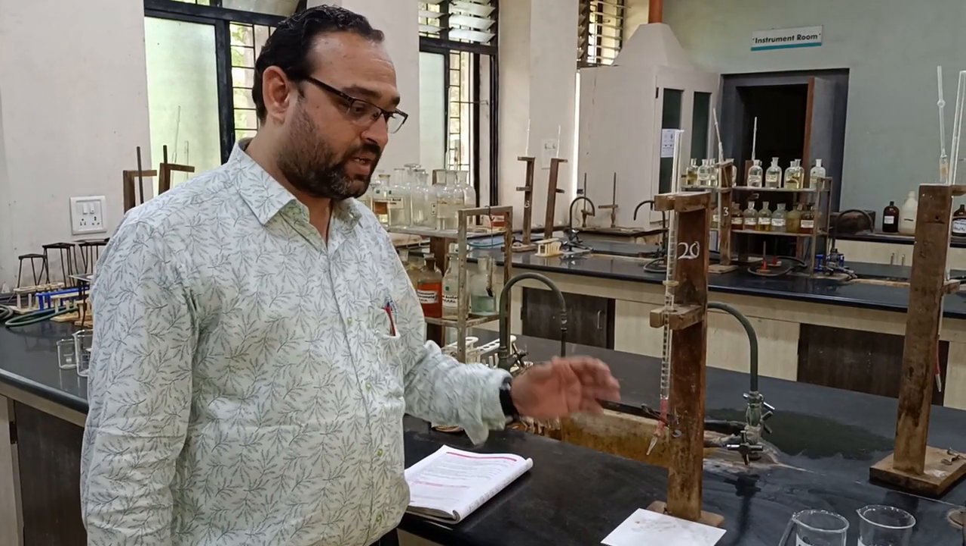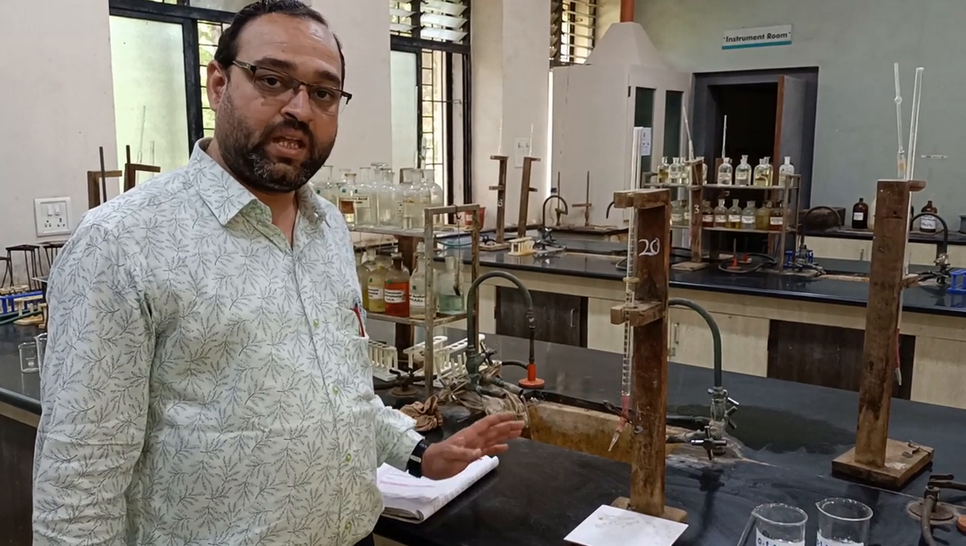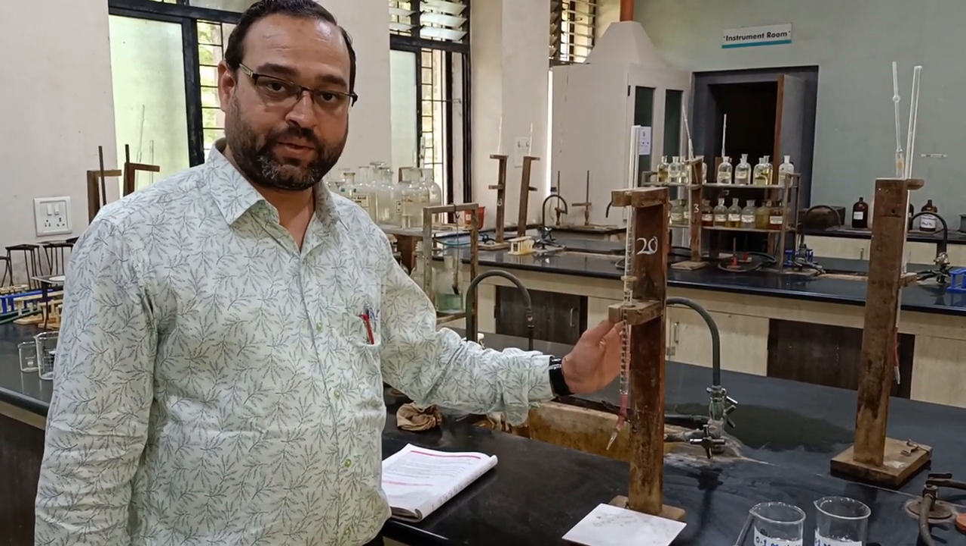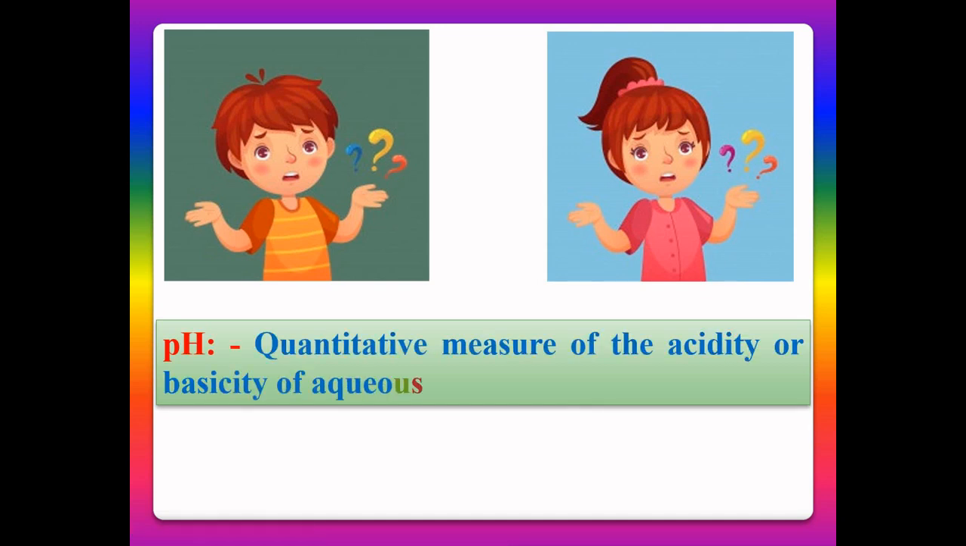First, after the apparatus and chemicals, we have to know the actual theory behind the experiment. What is meant by pH? The pH is the quantitative measure of the acidity or basicity of aqueous or other liquid solutions. It means we know from the pH whether the solution is acidic or basic. Let's see the theory part of that experiment.